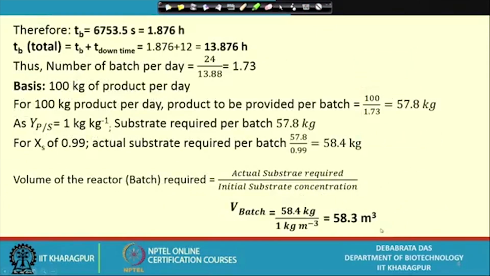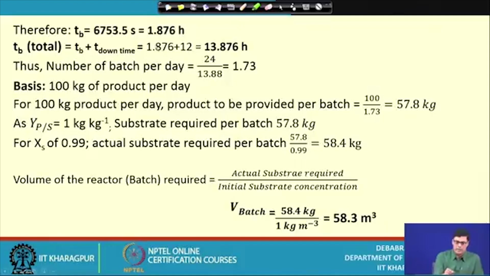Now, this we can convert into hours, so this is equivalent to 1.876 hours. Am I right? Now, I told you, you can remember that when we want to determine the volume of the batch process, first we shall have to find out how much product you have to produce per batch. So, I can show you again.